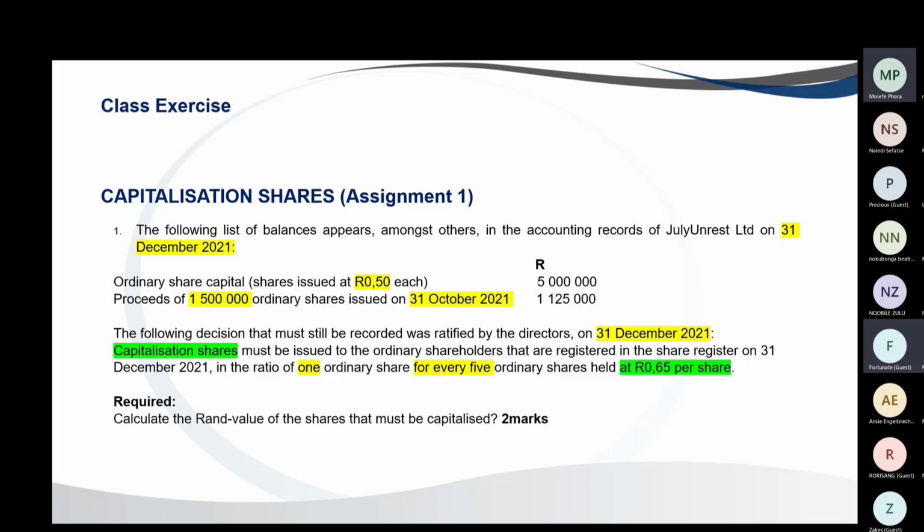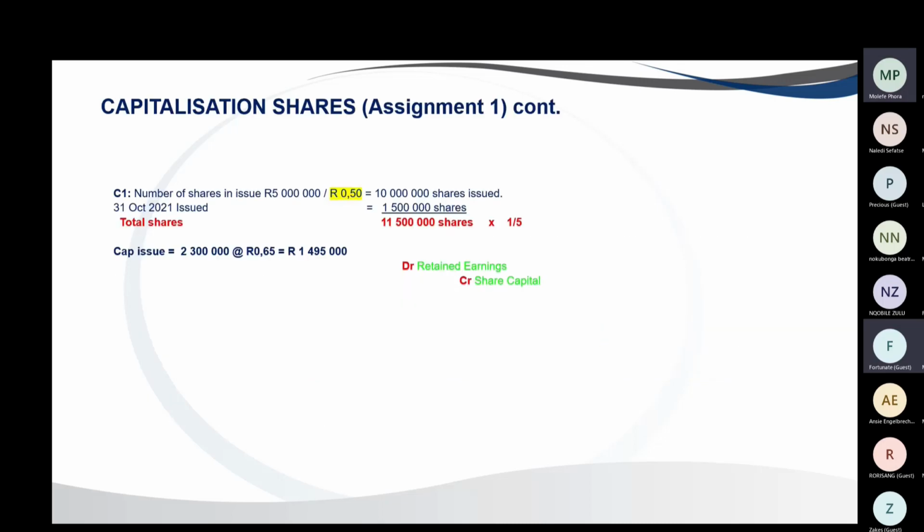Nokubonga, in that multiple choice, there was no need to calculate the value of that ordinary share that was issued in October as well. Let's get to those that haven't been answered. Those that spoke now cannot be quiet in the next question. Everyone that did not say anything in the class, they're the ones that are talking.